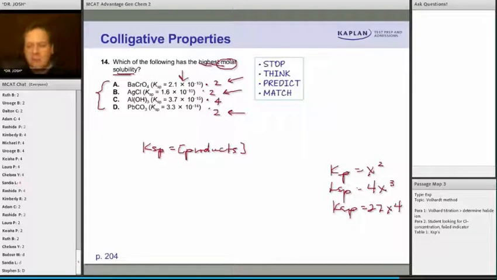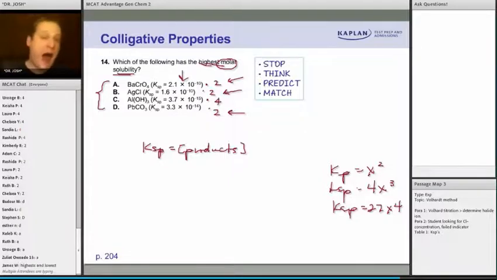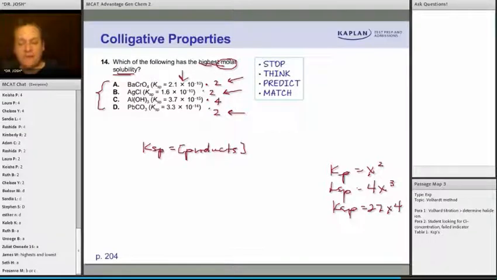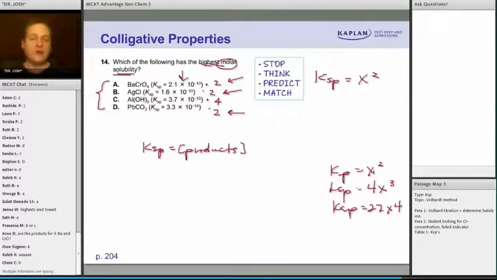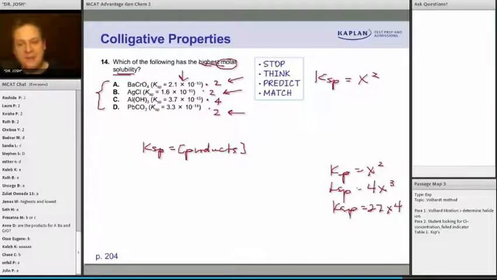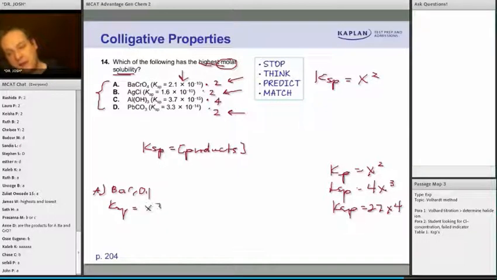If we want the highest molar solubility, remember that more KSP means more soluble. Higher KSP means higher solubility. So which of those should give you the highest solubility of the 3, considering that their KSP is always going to be equal to x squared? Test A. B's lower than A, D's lower than A. A is your best chance in this case. So we try A. If we look at BaCrO4, our KSP is just going to equal x squared.